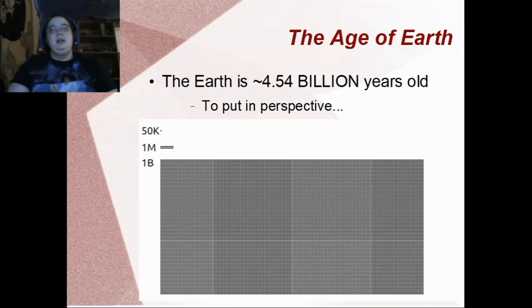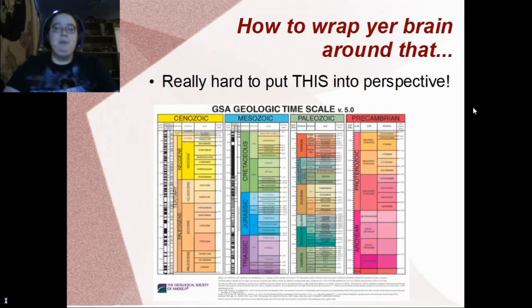So the example here just puts into perspective how big a billion is. So 50,000 is one dot, 1 million, that's a nice little line. And then you have a billion. And that is so unbelievably huge. It makes my brain hurt. It really does. That's really hard to grasp. How can we better do this?